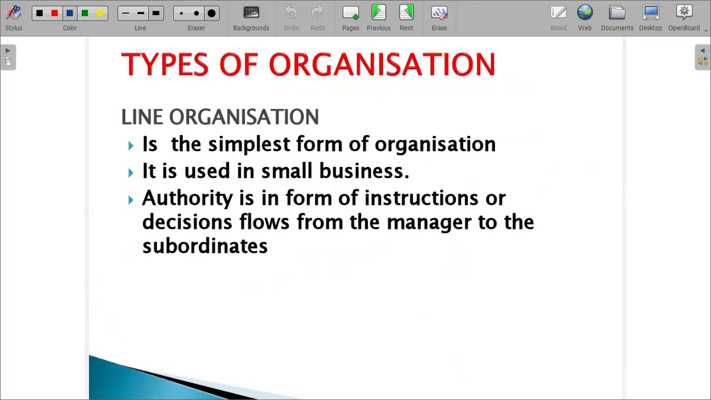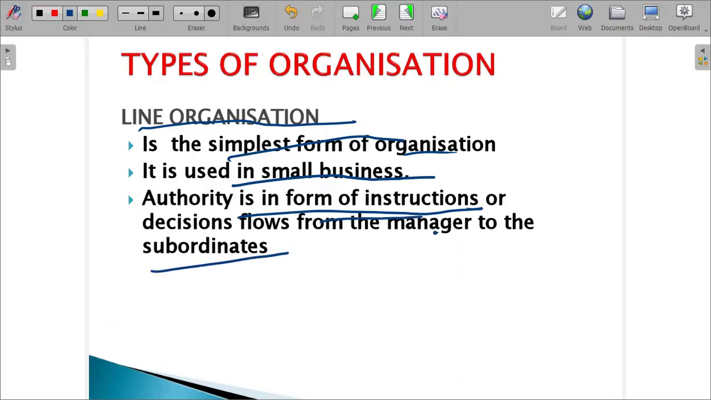Types of organizations. We have what we call a line organization, which is the simplest form of an organization. This one is normally used when you are operating a small business. Here, authority will be in the form of instructions from the manager to the subordinates. Authority and decision making comes from the manager. The manager is the one who will make the decisions regarding the organization.